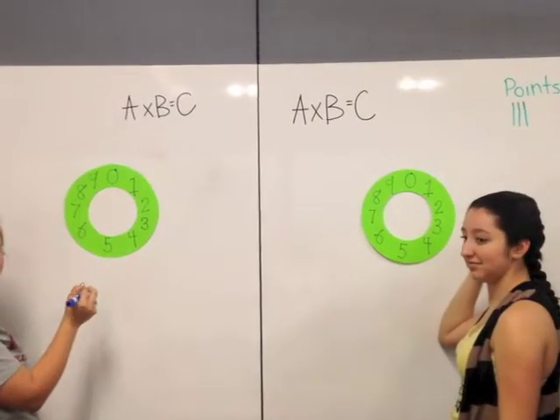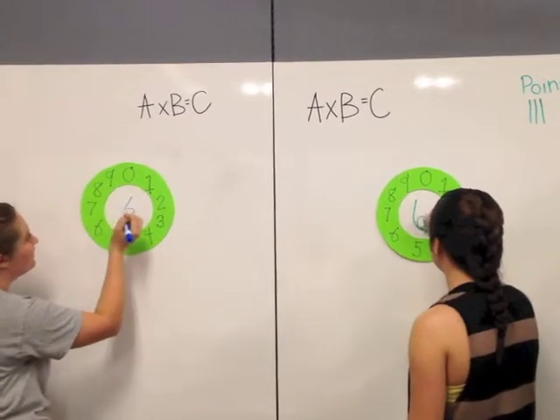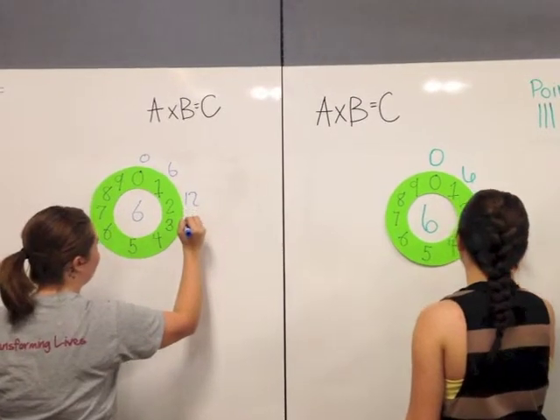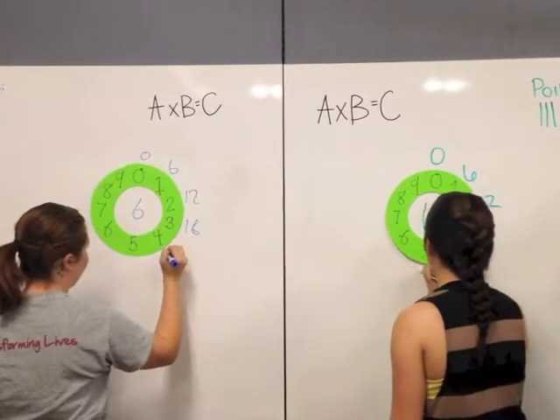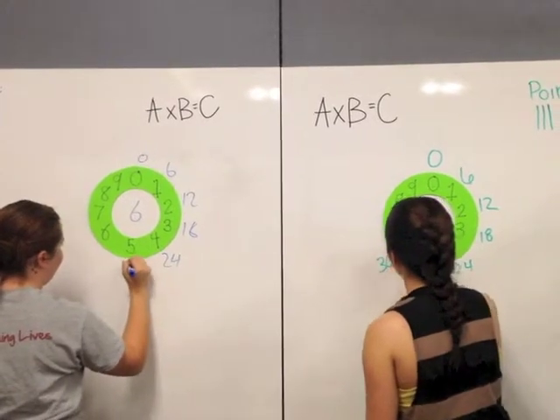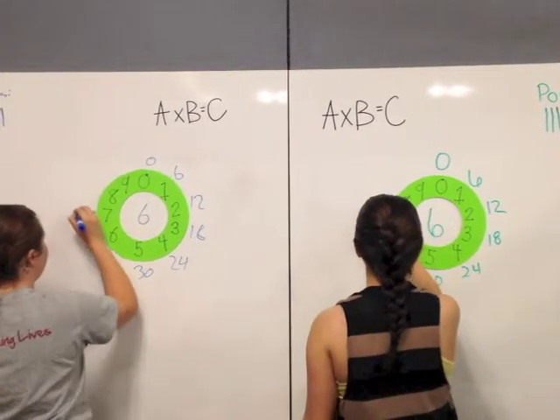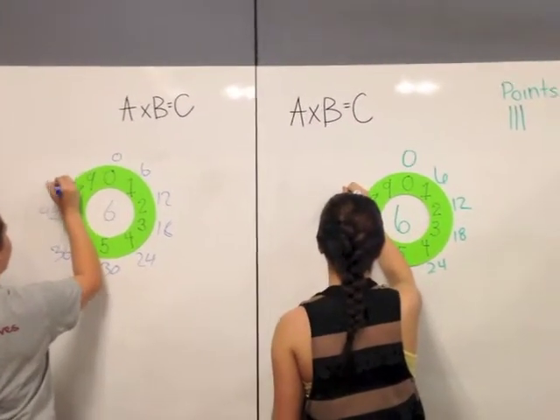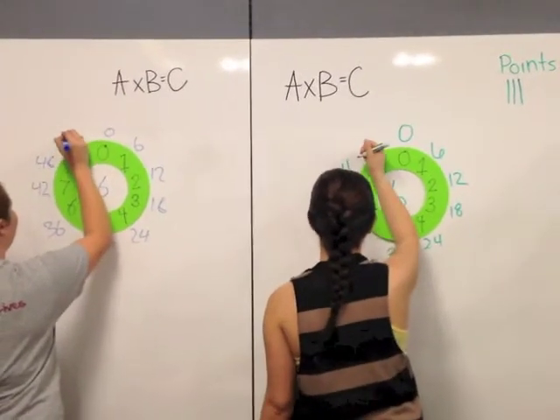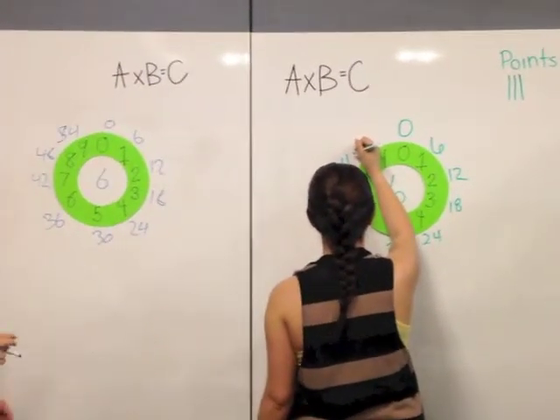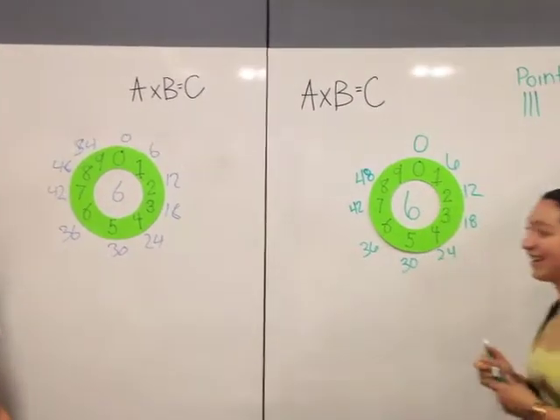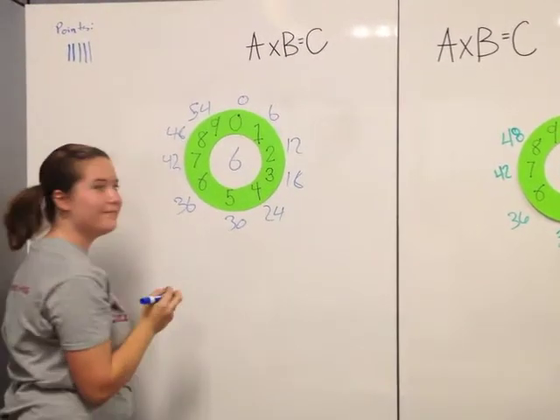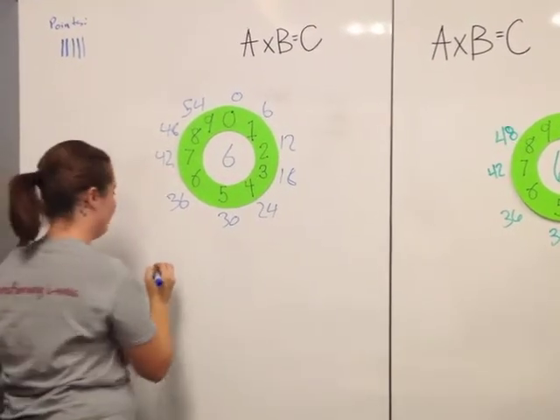Girls, this time we're going to use 6. Ready, go. For that round, we will be using the associative property, and your equation is 6 times 5.